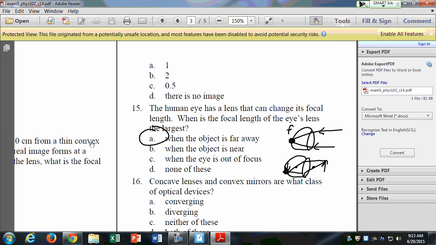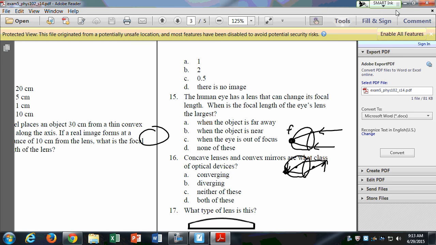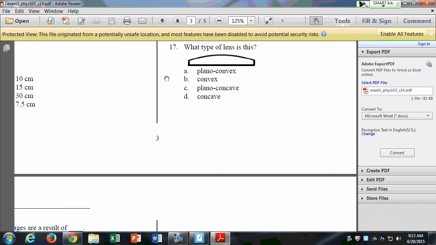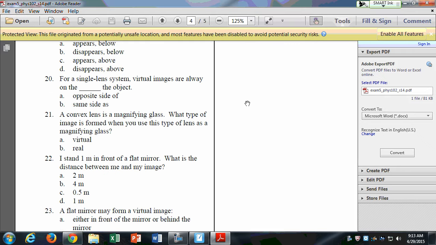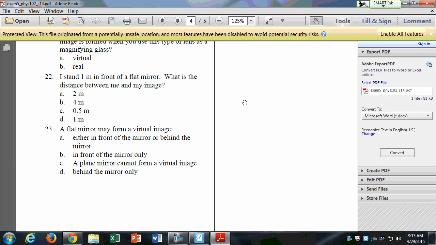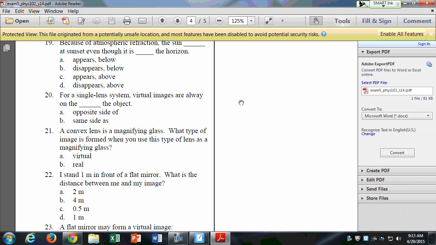All right. Any other particular questions on here? We're running a little short on time. You need to know your different lenses, convex, concave, same for the mirrors. You could just have an identification. Anything in particular, y'all?